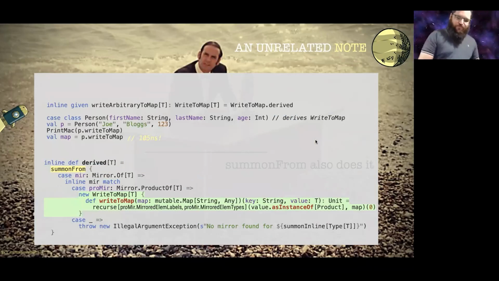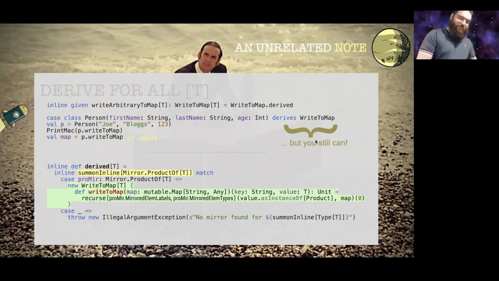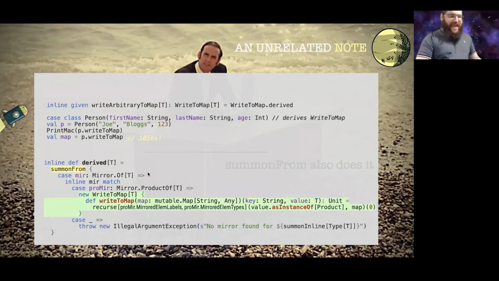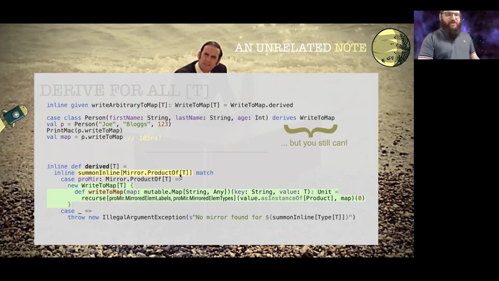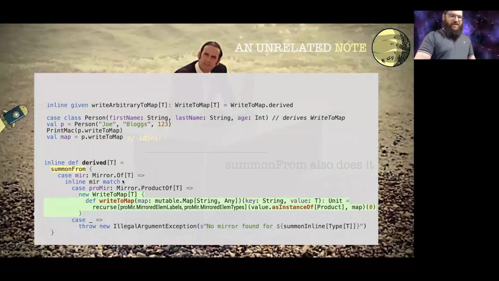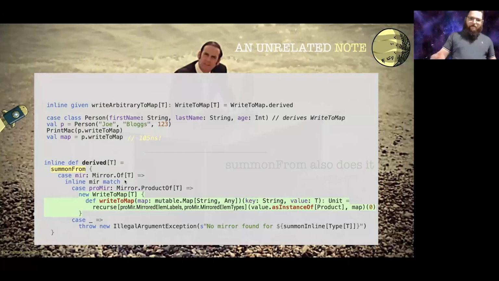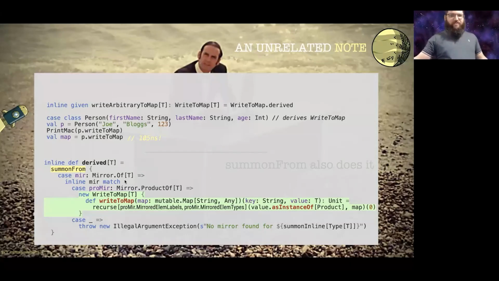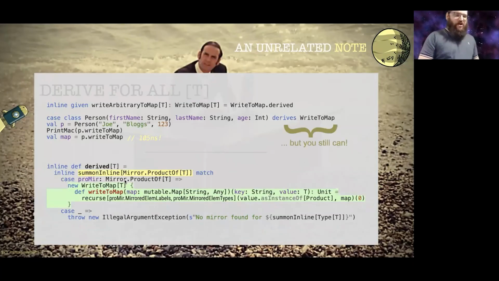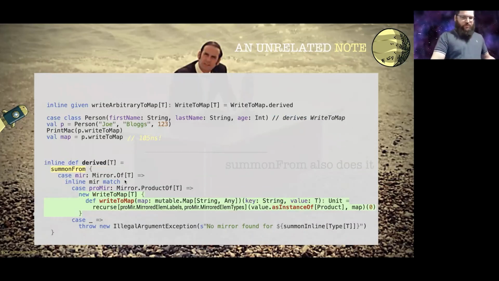Oh, by the way, you can also use summonFrom instead of summonInline. SummonInline actually uses summonFrom, and the case in here is the actual thing that you're trying to summon, right? So we summonInline Mirror of T. In this case, it's actually like a case. SummonFrom is quite powerful. You can summon from multiple kinds of things, or you can summon multiple kinds of implicits using it. Strictly more powerful than summonInline, I think, but you can use either way of doing it. I prefer summonInline in most cases because it's simpler.